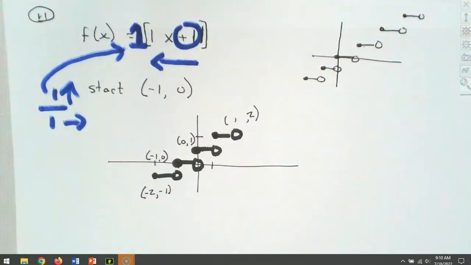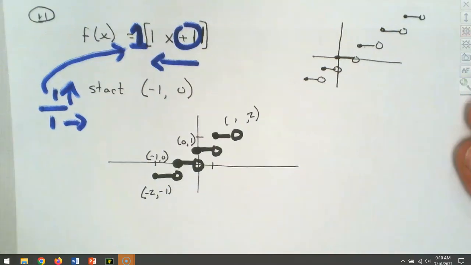And so what happened to our case of stairs? All we did was we slid it to the right, or sorry, slid it to the left because we went back. We slid it to the left 1 unit.